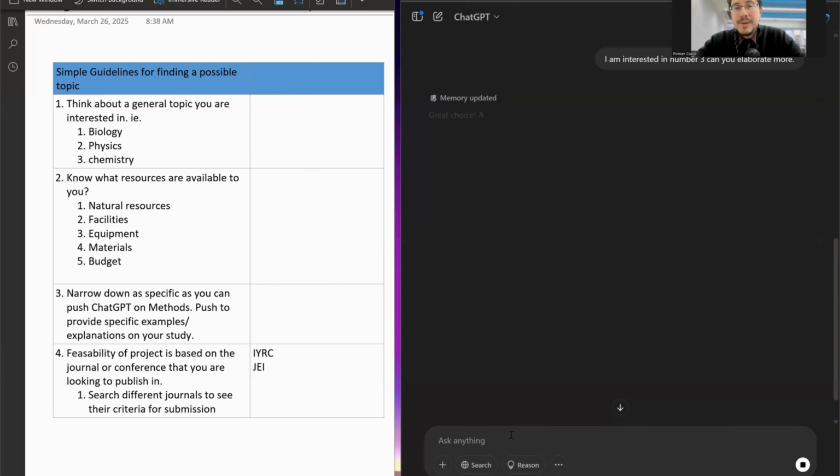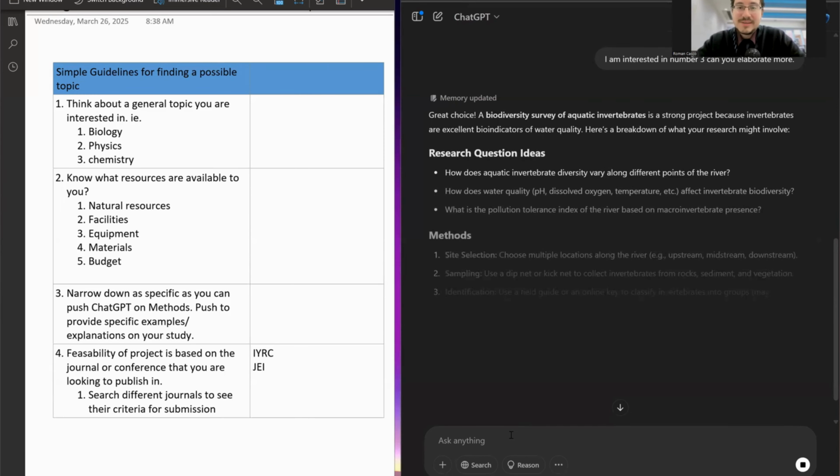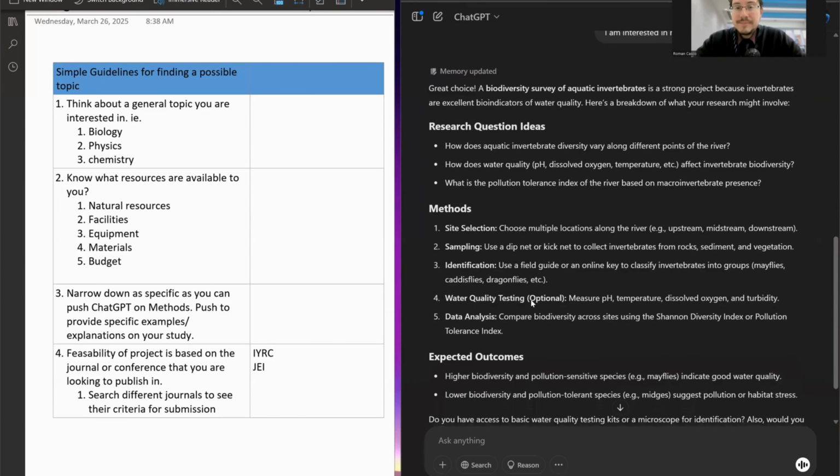So one of the things I want to mention is that it's good to push ChatGPT to its limits, right? Really squeeze ChatGPT with your questions to give you a good sense of what you can do. "Great choice. A biodiversity survey for aquatic invertebrates is a strong project because invertebrates are excellent bioindicators of water quality." So you can start getting a sense of what you can do with this river that you have nearby.